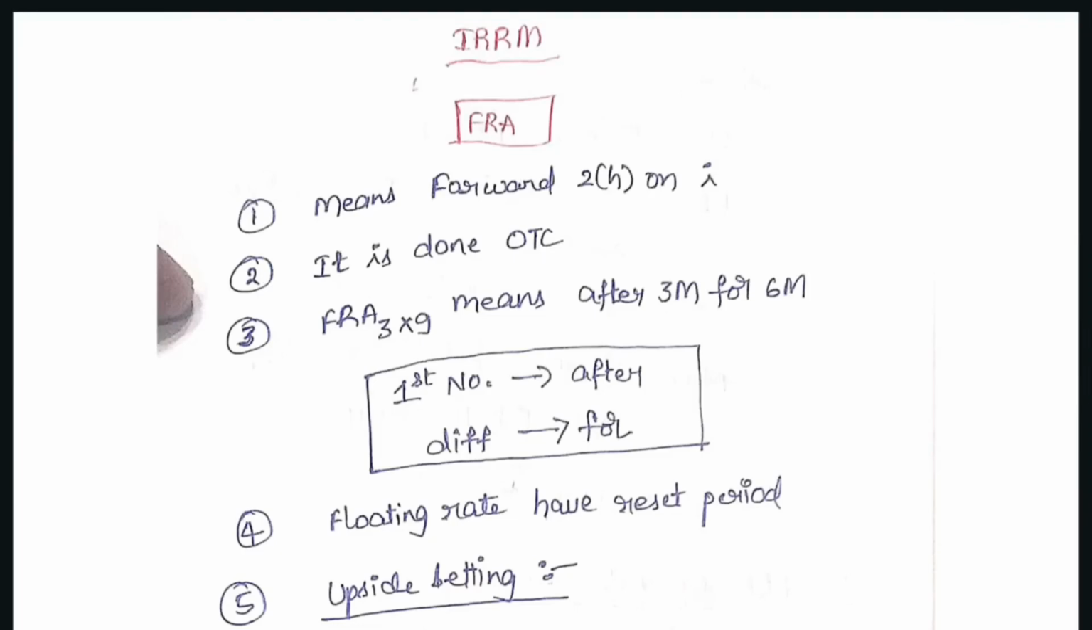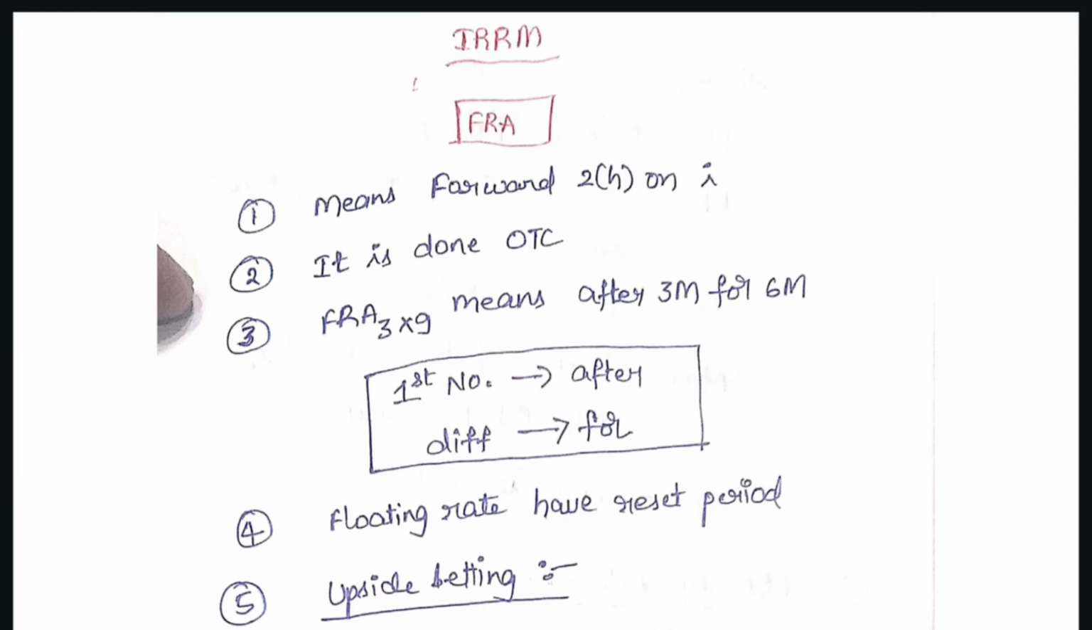Interest rate risk management. First concept, forward rate agreement. Forward rate agreement means a forward contract on interest rate. It is done over the counter. FRA 3/9 means a loan taken after 3 months, for the first 6 months.